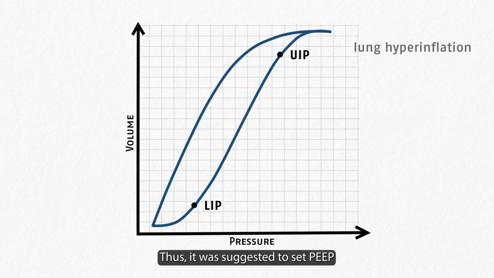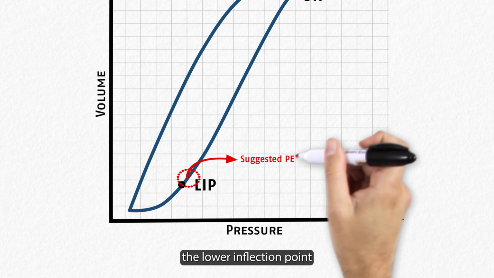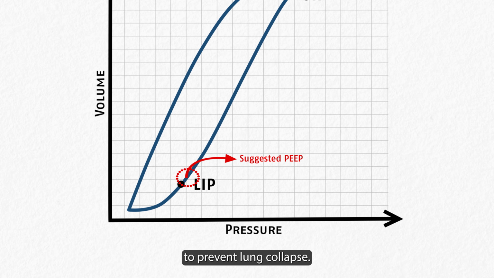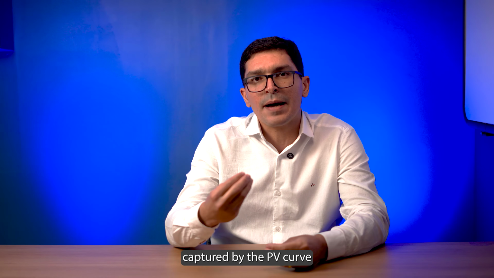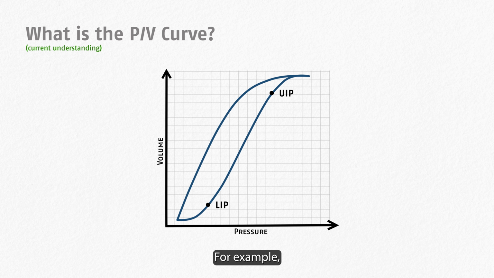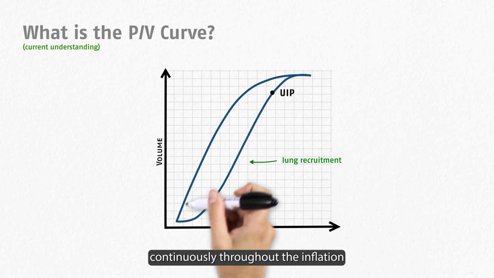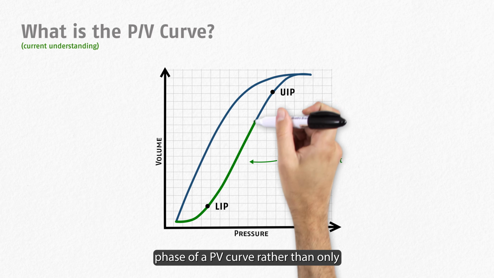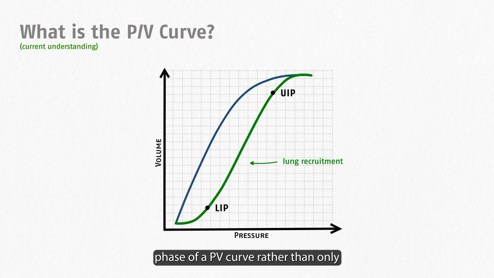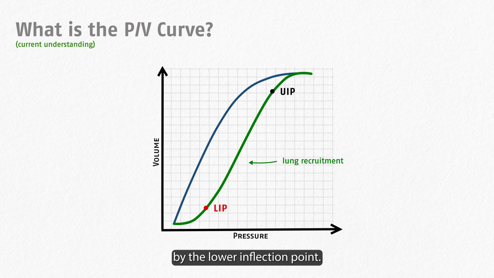Thus, it was suggested to set PEEP a few centimeters of water above the lower inflection point to prevent lung collapse. Our current understanding of the physiological phenomena captured by the PV curve has changed significantly. For example, we know that lung recruitment can occur continuously throughout the inflation phase of a PV curve rather than only at the point indicated by the lower inflection point.